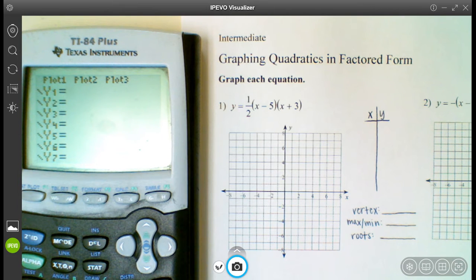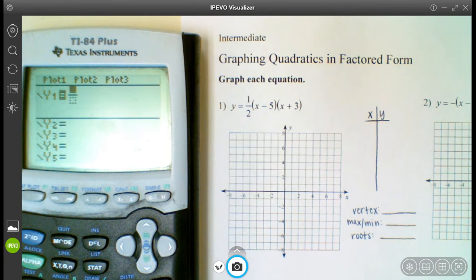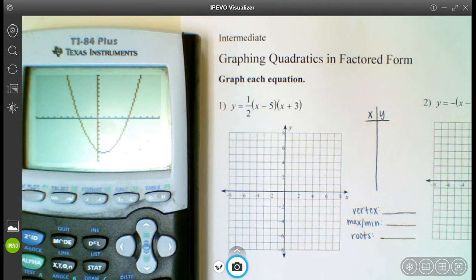In order to get the fraction, you must hit the green alpha key, and then you'll hit y equals, and you are going to hit enter. There we go. So we get 1/2. And then you can type in the rest of your function here. And when you hit graph, we end up with this happy facing parabola.